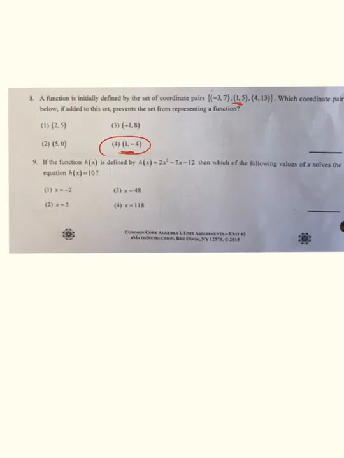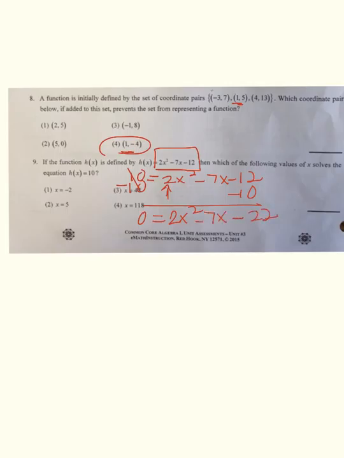So they're telling us that h of x, the whole entire equation, is now equal to 10. You should recognize that this is quadratic. All quadratics have got to be equal to 0 if we want to use the quadratic formula. In this case we will, because I see this bigger coefficient next to the squared term. A is equal to 2, B is equal to -7, C is equal to -22. Go ahead and plug it into the quadratic formula.